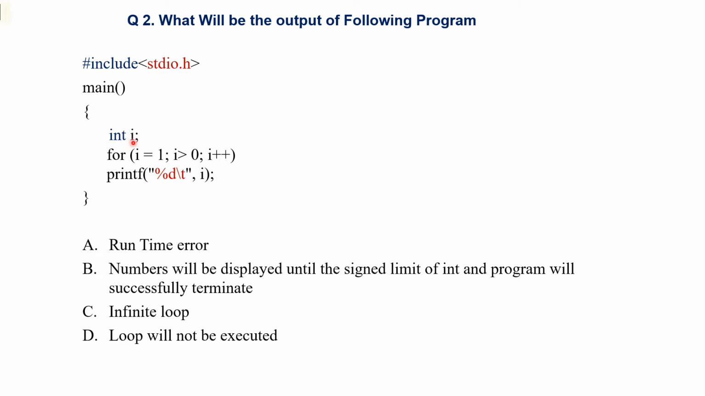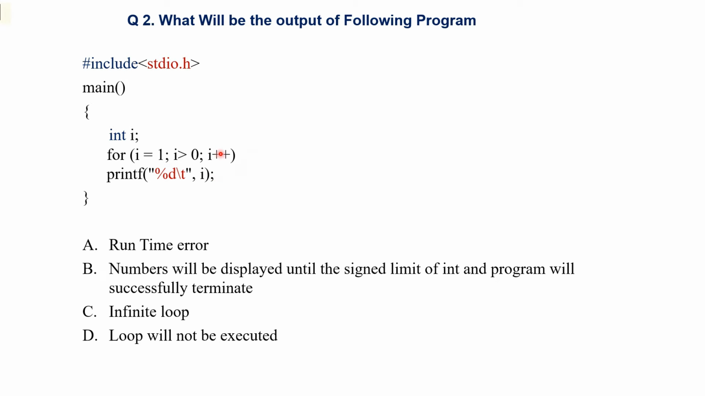Here integer variable I is declared and the next statement is the for statement where the loop is I equals 1, I greater than 0, I plus plus. While executing the loop, firstly initialization will be done, so value of I will be initialized to 1. After that the condition will be tested, that is 1 greater than 0. Yes, the condition is true. As the condition is true, the next statement will be executed, so the value of I, that is 1, will be displayed.